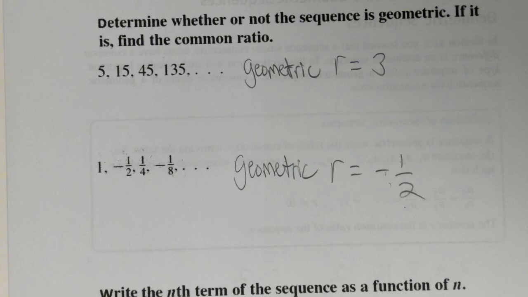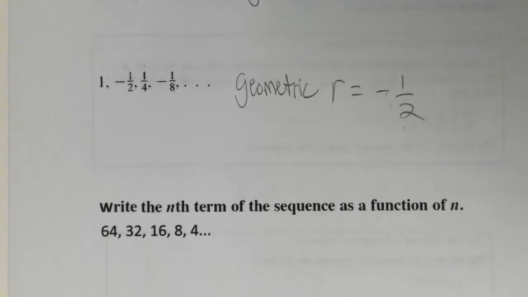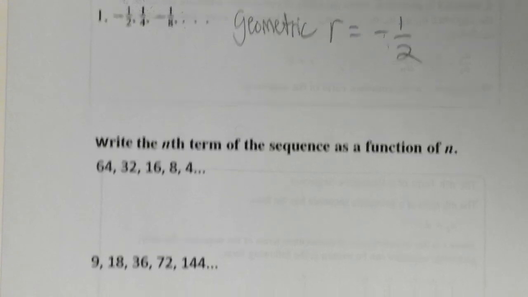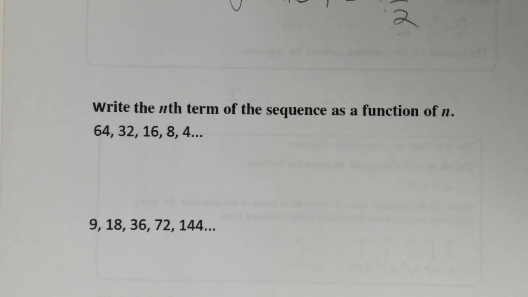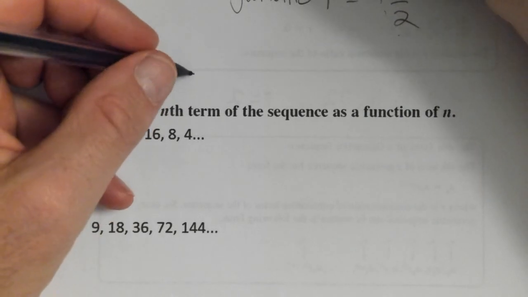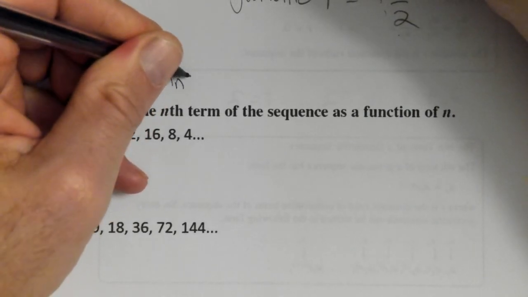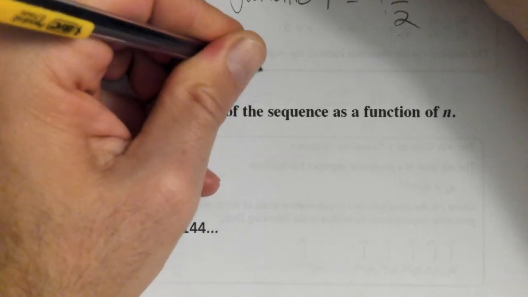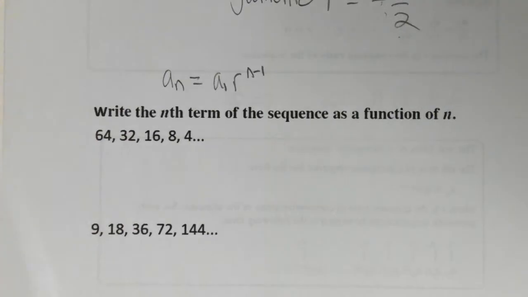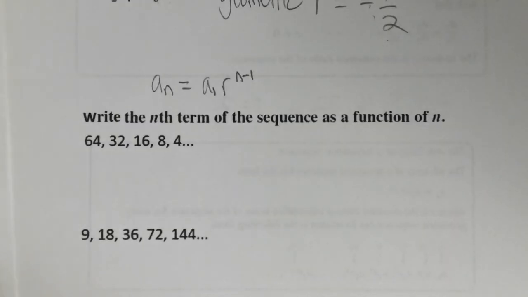Okay? All right. There is another type of problem that we are going to be looking at here, and this one says, write the nth term of the sequence as a function of n. And so remember, the nth term in the sequence is going to be given by this formula. It's on the back of the page here. So it's a sub n equals a sub 1 times r to the n minus 1 power. That's the formula that we are going to be using here.